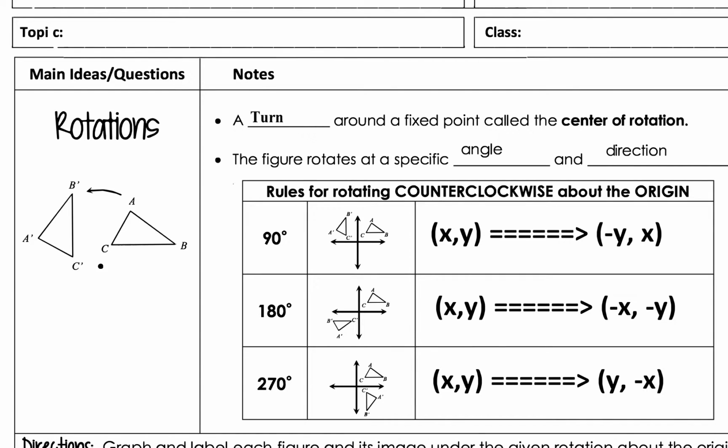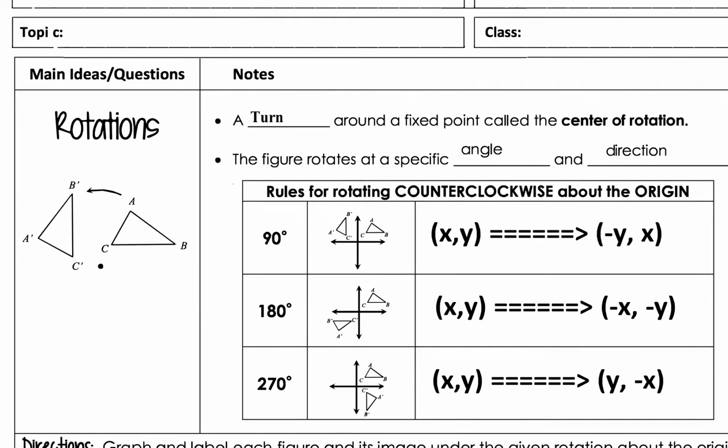Today's lesson has to do with rotations. You notice that a turn around a fixed point is called the center of rotation. The figure rotates at a specific angle and direction. So if you have x, y, then if you look at the rotation, we have x, y, it goes into the first quadrant, and you notice that the y and the x switch places, and the y becomes negative.